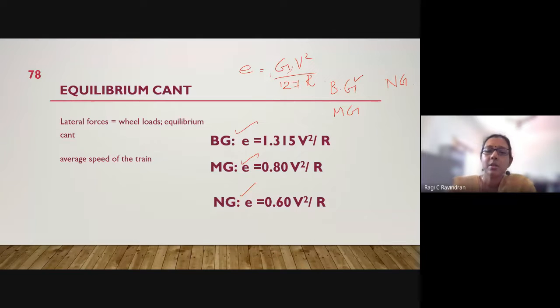These are the various equations for super elevation, or I must say equilibrium CANT, in which you will substitute the average speed of the train. So equilibrium speed is always connected with the average speed of the train.